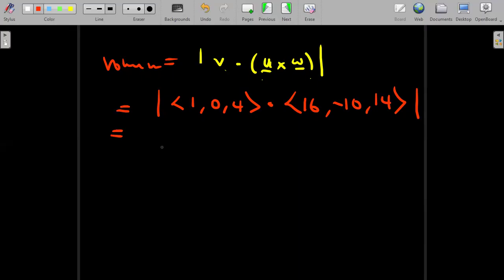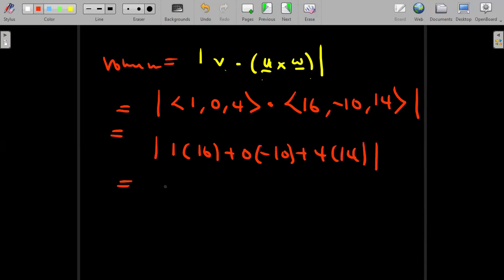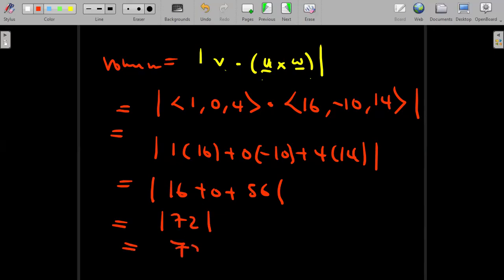So here, get the dot product. That will be 1 multiplied by 16 plus 0 multiplied by negative 10 plus 4 multiplied by 14. And this just gives me 16 plus 0 plus 56. Then when I add this, I just get 72. And of course, the modulus of 72 is just 72. So I get 72 units cubed. So this is how I find the volume for this question.